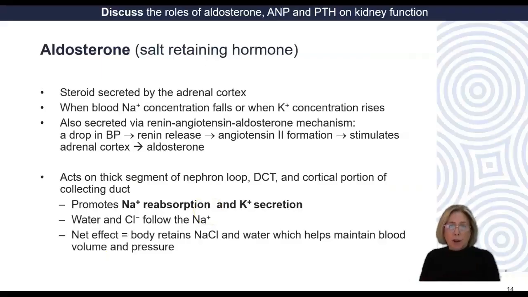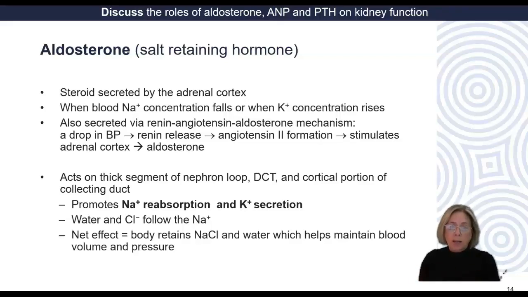So aldosterone is known as a salt-retaining hormone. It's a steroid secreted by the cells of the adrenal cortex when blood sodium concentrations fall or when potassium concentrations increase. Remember as well that it's also secreted via the renin-angiotensin-aldosterone mechanism, where that drop in blood pressure causes renin to be released. Renin then catalyzes the conversion of angiotensinogen to angiotensin 1, which is rapidly converted to angiotensin 2 by angiotensin converting enzyme. And then that stimulates the adrenal cortex to release aldosterone.